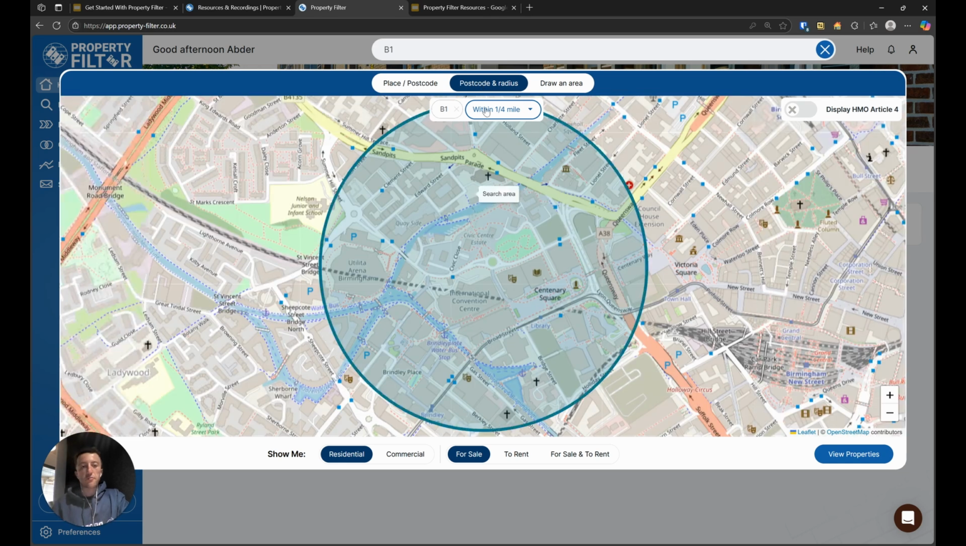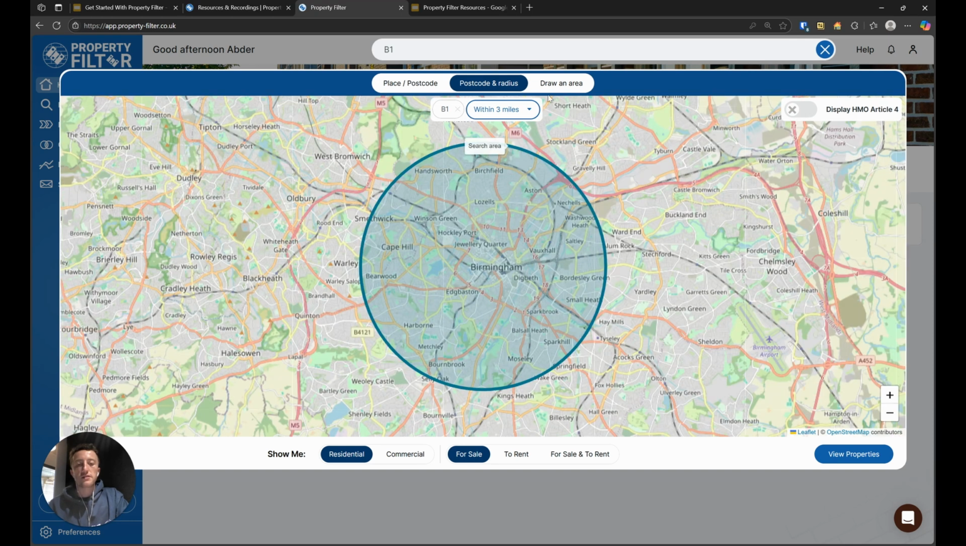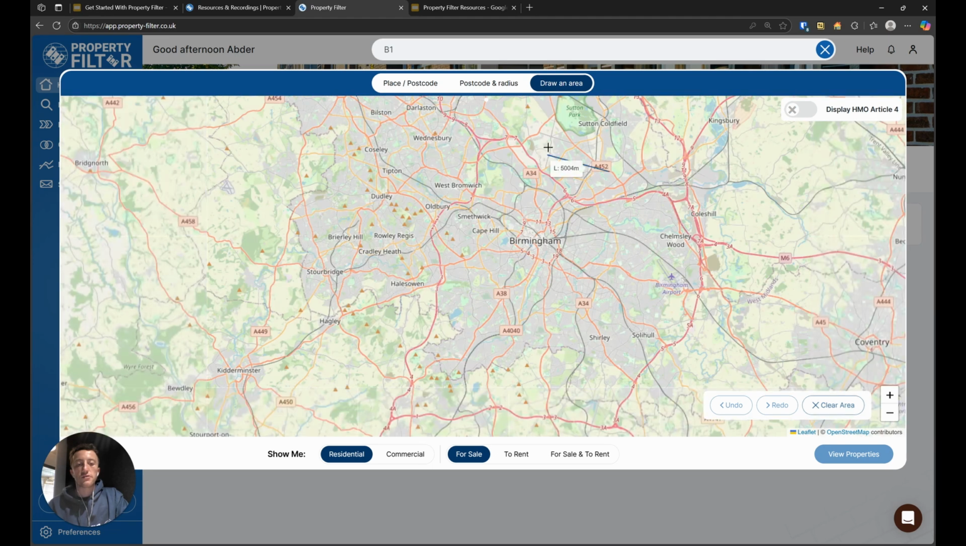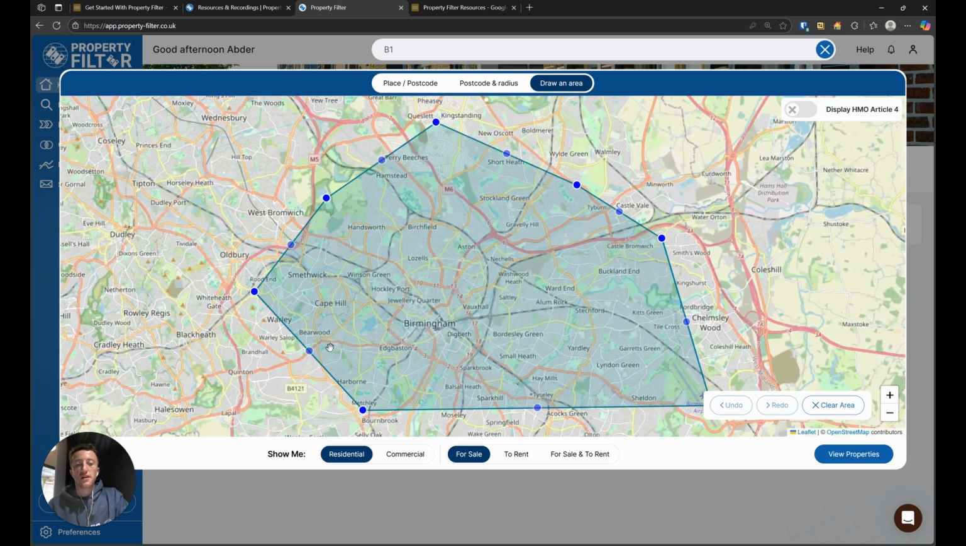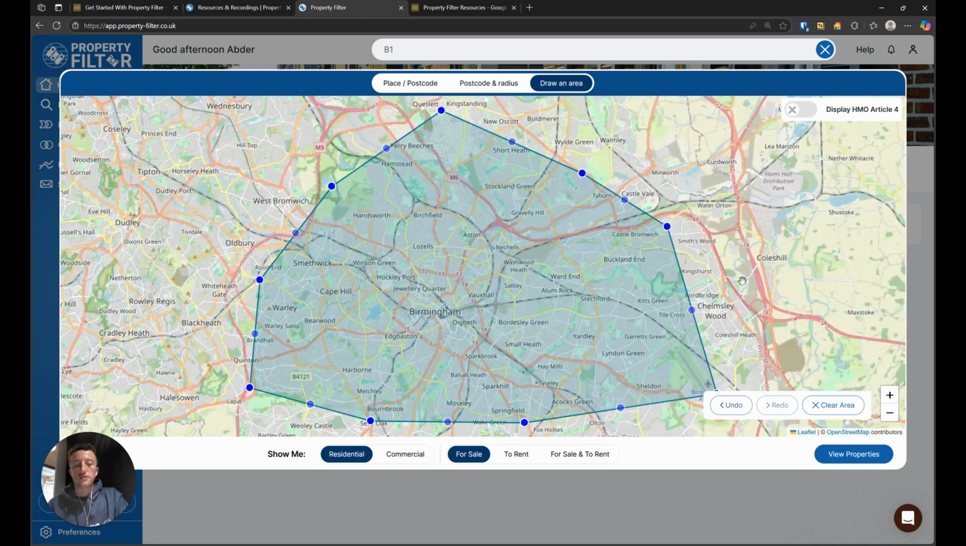Option 2 is what you would be familiar with on Rightmove and Zoopla, etc., where you're selecting a postcode and then selecting a radius. And then option 3 is the draw an area function, and here you can just draw an area of your, again, you can be as creative as you like, and yeah, there you get the gist. So that is how you can do that.